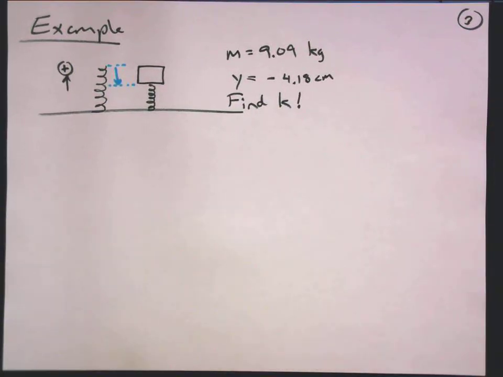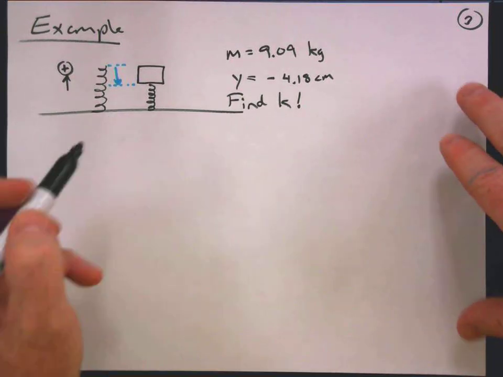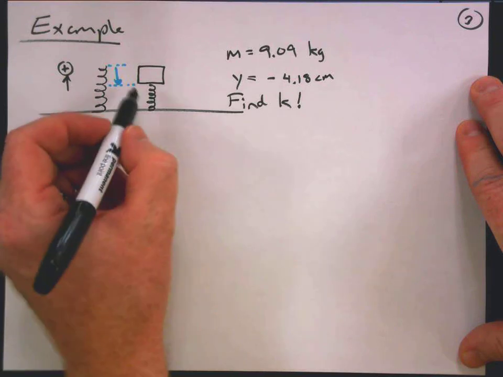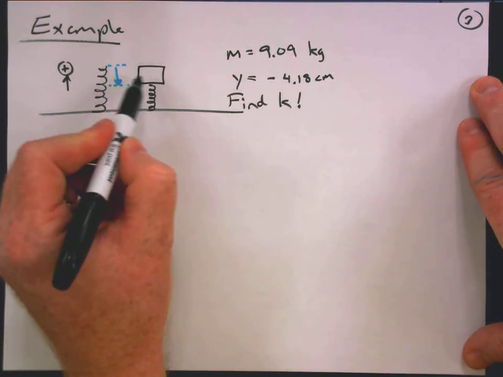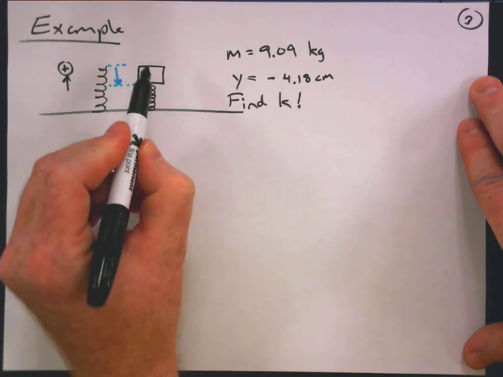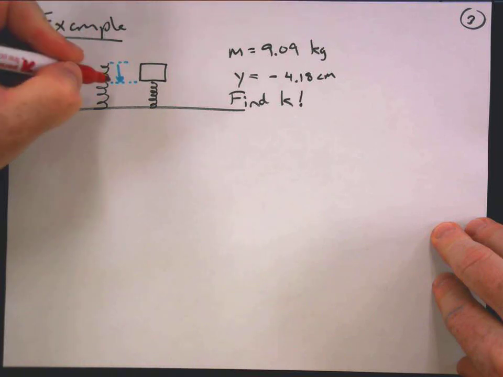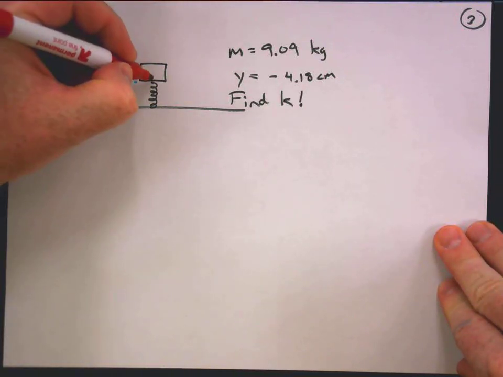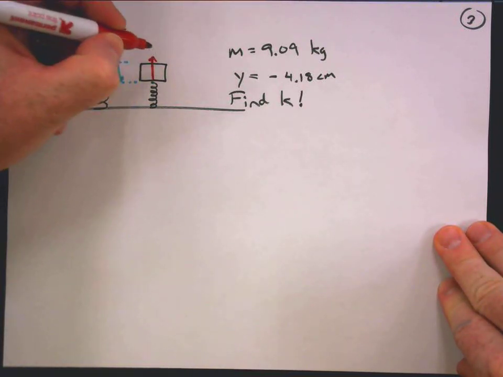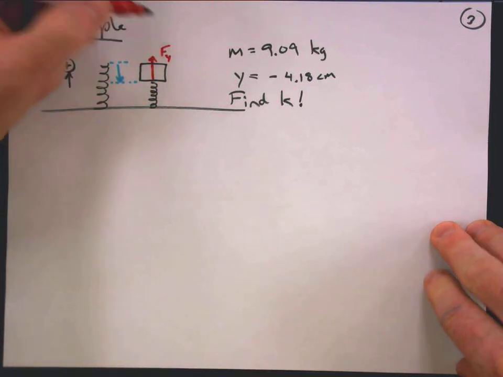I know the mass. What I don't know right away is the restoring force. Let me see if I can figure that out. This object has some forces acting on it, and one of them is that restoring force. Which way should I draw it? The restoring force is opposite of the displacement, so it's upward. There's F in the y direction caused by the spring.